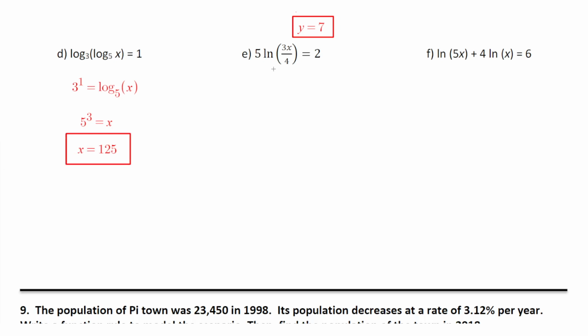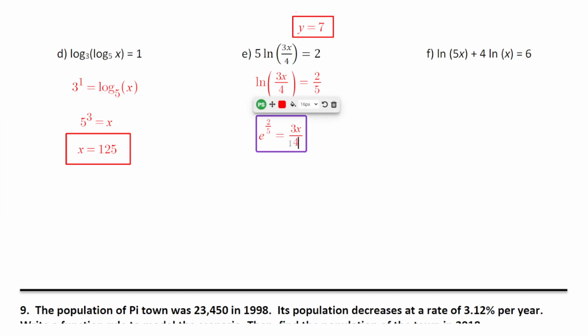5 times the natural log of 3x over 4 equals 12. And I'll start this by dividing both sides by 5. And then since I've got a logarithm only on one side, I need to use that inverse property and rewrite this as an exponential. The natural logarithm has a base, which is Euler's number, e. So e to the power of 2/5. Ugh, got a nice little root going there, equals 3x over 4.